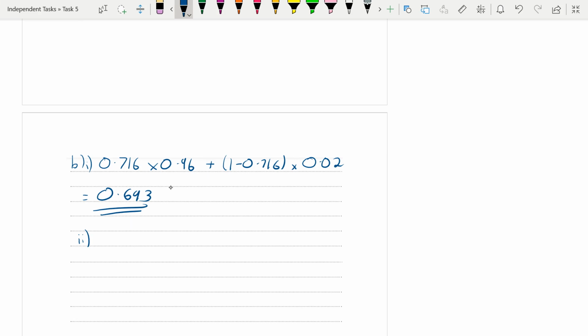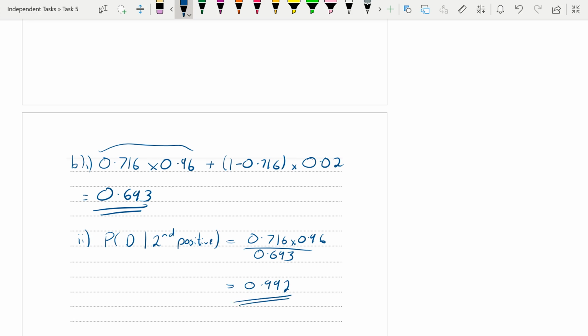The second one is you're given that they have the disease: the probability of disease given a second positive. Okay, again, I've got the fact of their second positive here. So that's the 0.716 times 0.96 on the top. That's both of them happening, the first section I had here. And then my 0.693 goes on the bottom. Okay, that gives me 0.992 as my final answer. So a little bit of a tricky one there.